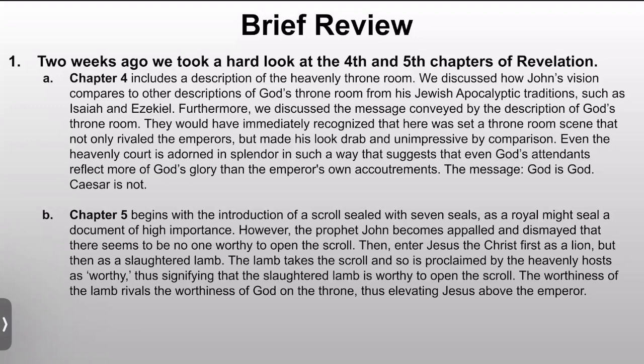And then the lamb, in that unassuming image of a delicate lamb, bleeding, slaughtered, but standing, takes the scroll and is proclaimed by the heavenly host as worthy, thus signifying that the slaughtered lamb is worthy to open the scroll for the very reasons that he was the slaughtered lamb, because of his faithful witness, because of Jesus's faithful opposition as God's son to all of the forces of evil, and his victory over even the worst with his resurrection from his death on the cross. So the worthiness of this lamb rivals the worthiness of God on the throne. So that elevates Jesus above the emperor.